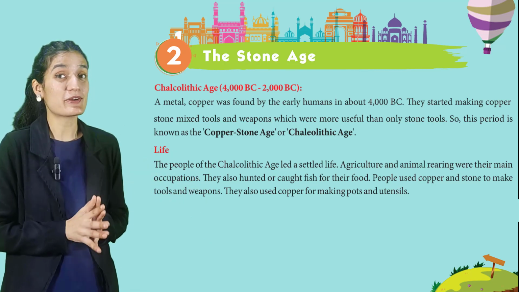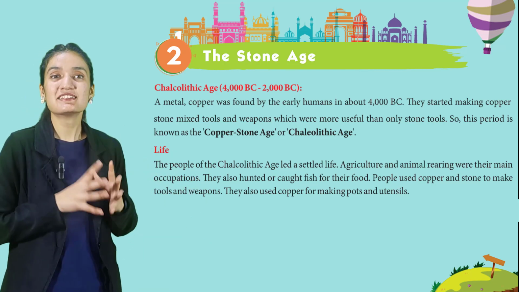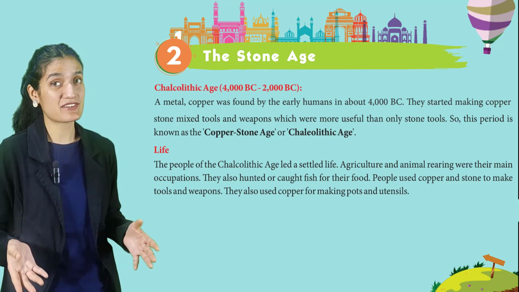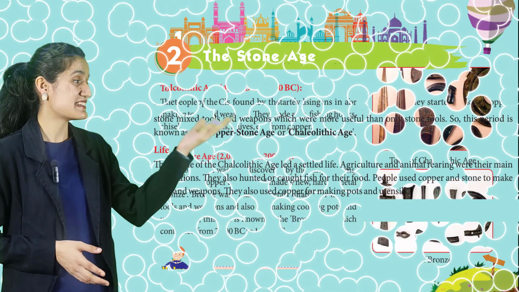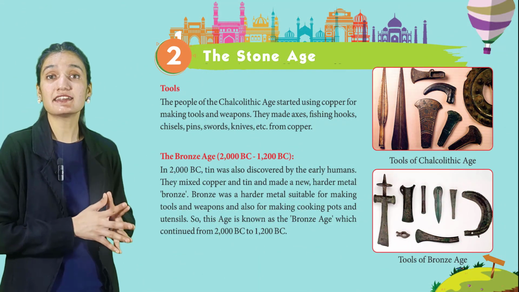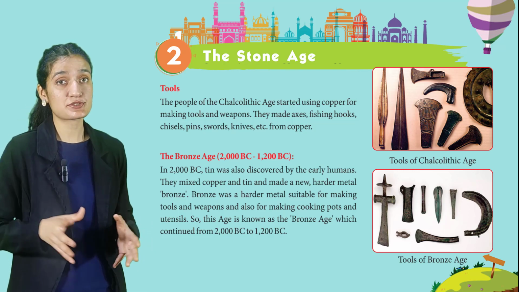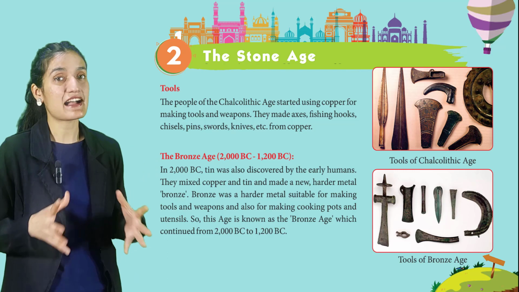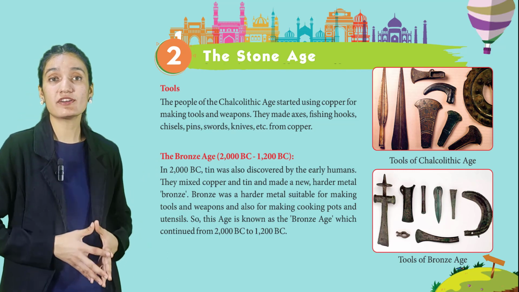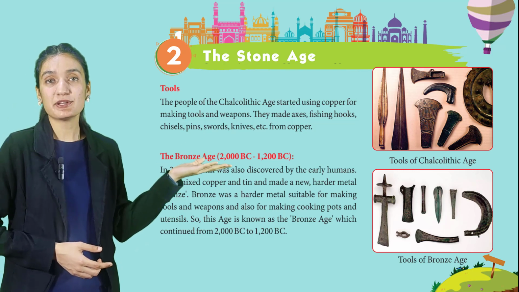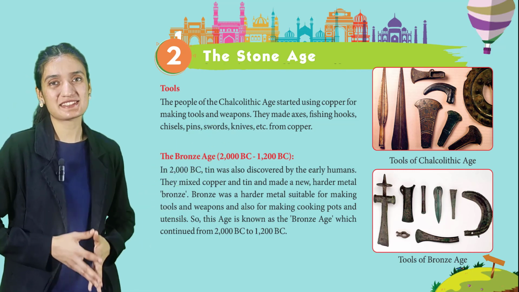People used copper and stone to make tools and weapons. They also used copper for making pots and utensils. Next is tools. The people of Chalcolithic age started using copper for making tools and weapons. They made axes, fishing hooks, chisels, pins, swords, knives, etc. from copper. Here is a picture of tools of Chalcolithic age.